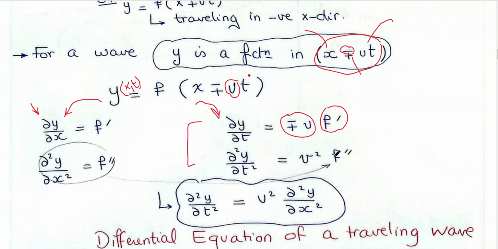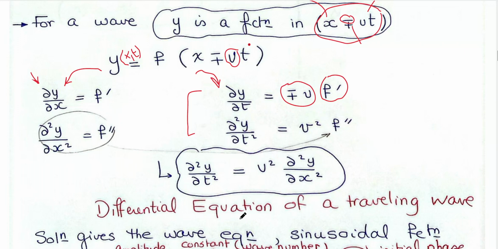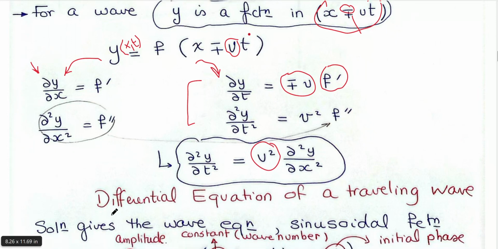Substitute with f double dashes instead of this one. You substitute with the second partial derivative of y. This is called the differential equation of a traveling wave. You differentiate y partially with respect to t 2 times, and you differentiate y partially with respect to x 2 times, and you will find this satisfying the equation, and v squared is the square of the velocity. This is called the differential equation of the traveling wave.